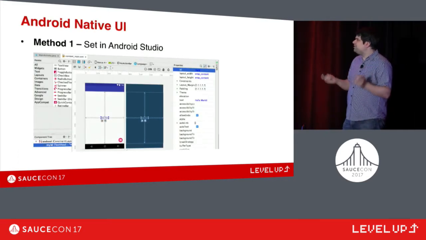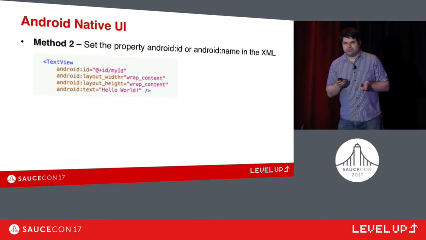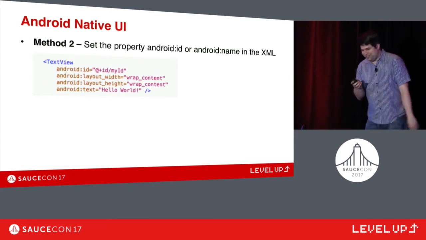For Android, it's much simpler. You just set the property in Android Studio or in the XML. You can set the ID. It's quite simple. So, well, not a long, lengthy explanation like there's for iOS.